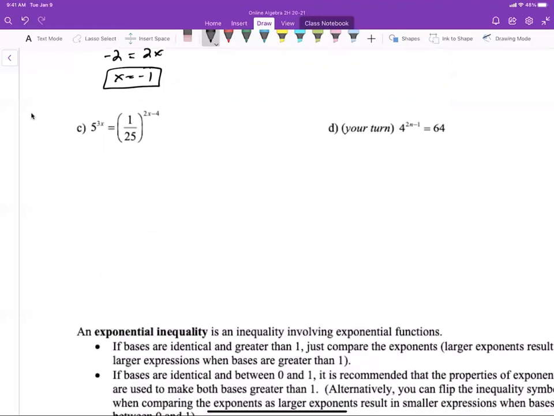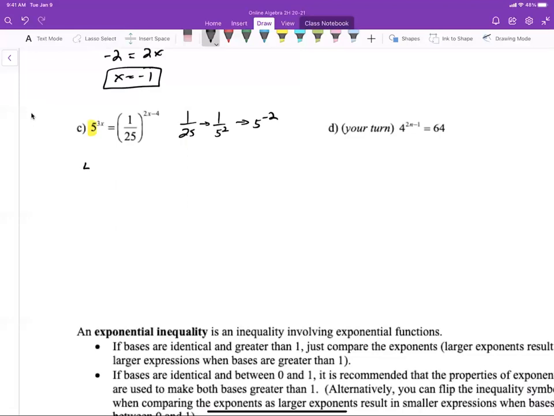All right, letter C. Now I have 5 to the 3x is equal to 1 over 25 to the 2x minus 4. Hopefully you recognize the fact that 25 is the same as 5 squared. Here, let's write it this way. 1 over 25 is the same as 5 squared, well, that 5 is on the bottom. I'm getting close. My goal is to get it into this format here. That 5 squared is actually 5 to the negative 2, and now it's on the top. And so now I can replace that 1/25th with 5 to the negative 2.